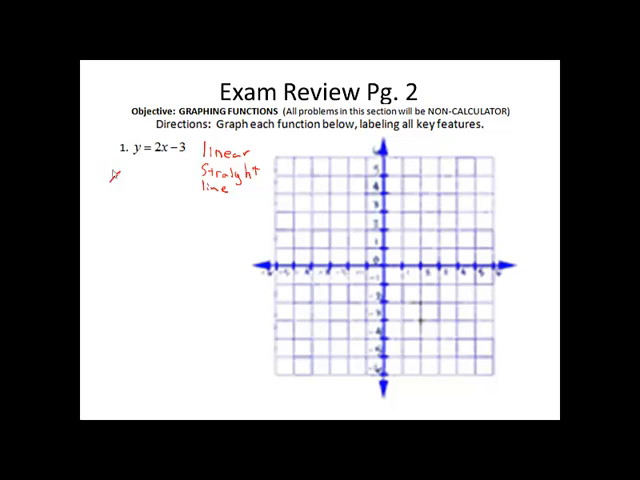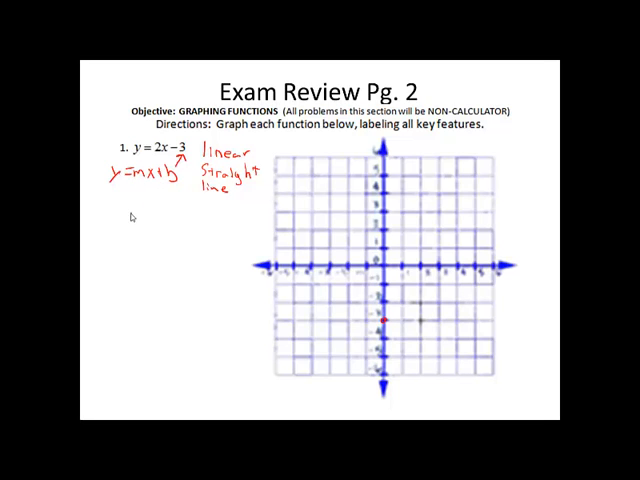So bringing it back to Algebra 1a, we have the equation y equals mx plus b. Here, the b, which correlates with the negative 3, is going to be our y-intercept. So we're going to come down and make a dot. Our m is going to be our slope.